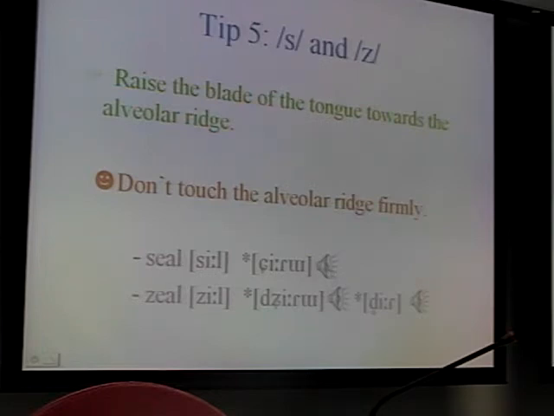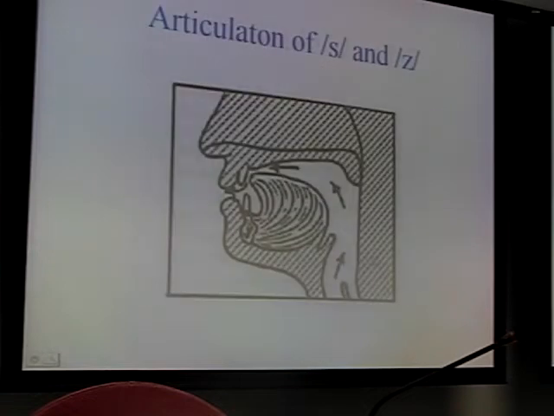"Sheel." And "zeal" is pronounced as "jeel" or "deel." Okay. So you should raise the tip of the tongue or the blade of the tongue towards the alveolar ridge, but you should not touch the alveolar ridge.